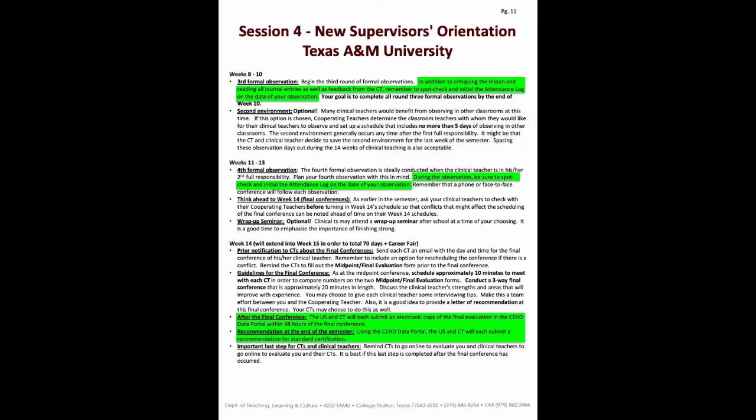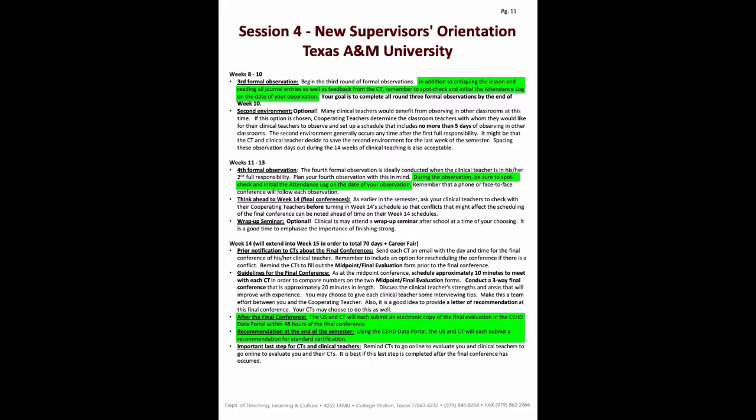Remember that after the final conference, the university supervisor and cooperating teacher will each submit an electronic copy of the final evaluation in the CEHD data portal within 48 hours of the final conference. Also, using that same portal, the supervisor and cooperating teacher will each submit a recommendation for standard certification, and then there's information about the important last step for cooperating teachers and clinical teachers.